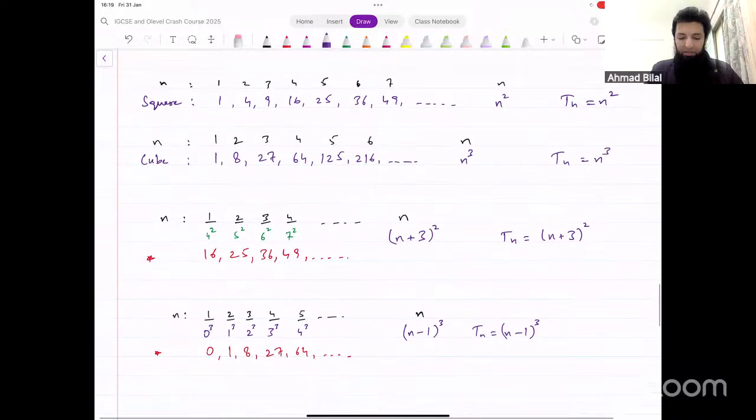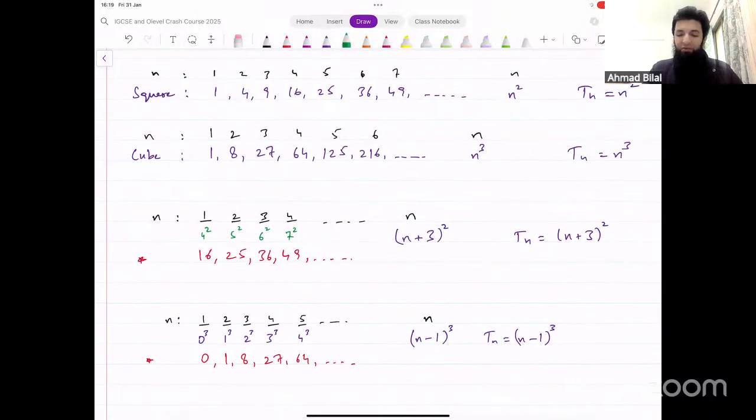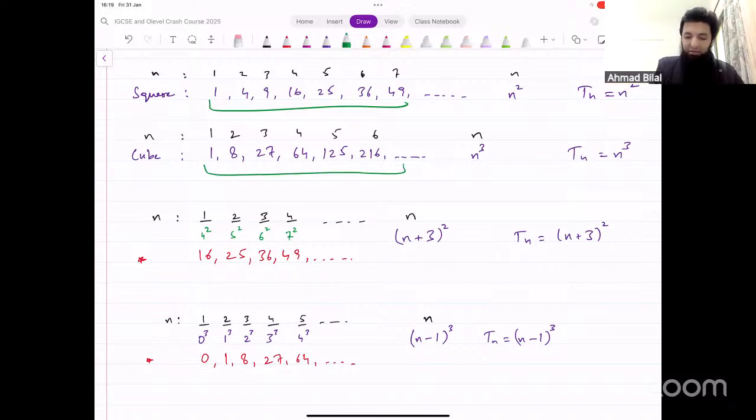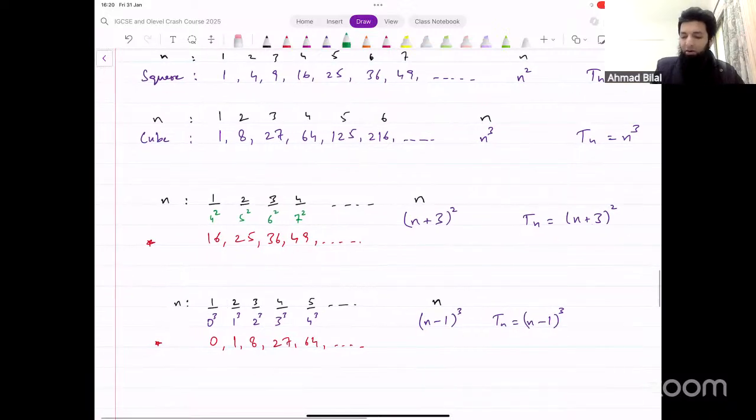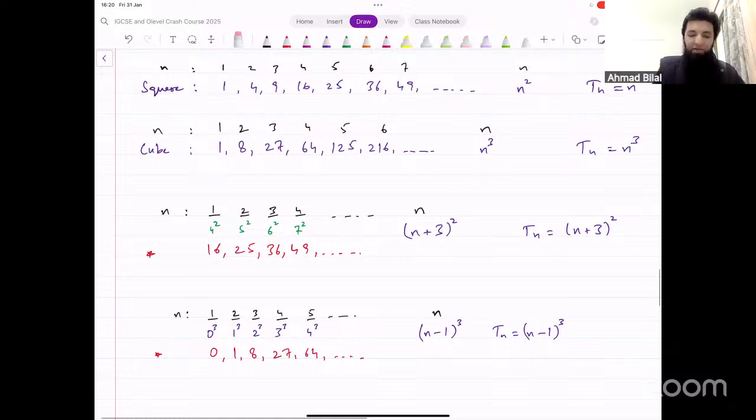Then for quadratic and cubic sequences, there are two specific types of sequences that you need to remember: squares and cubes, right? Square numbers and cube numbers. Sometimes it's exactly these sequences. In that case, it would be n squared and n cubed respectively. Or it could start from some other number. Instead of starting from 1, it might start from some other number. In that case, you will have to do n minus something or n plus something. We talked about how to figure that out yesterday as well.